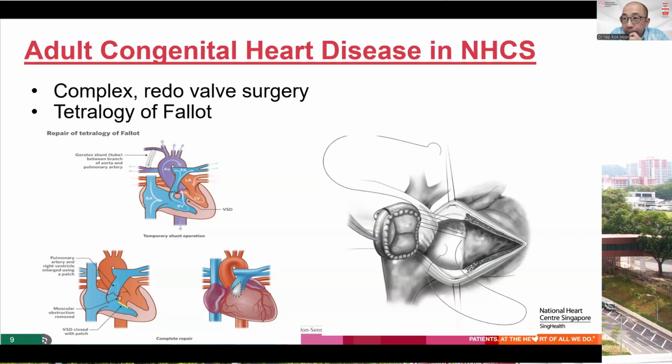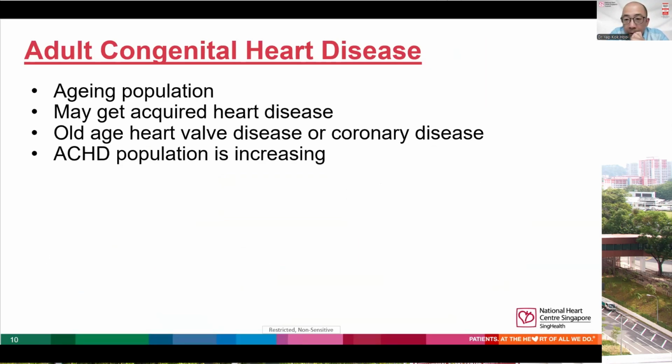The next slide. So in heart center, in particular in adult congenital heart disease, we are dealing with an aging population. Some patients who are born with congenital heart disease have a hole or a valve problem. Nowadays, because they can grow quite old, they start to get the old age heart problems like blocked heart vessels, coronary artery disease, and it becomes more and more complex.